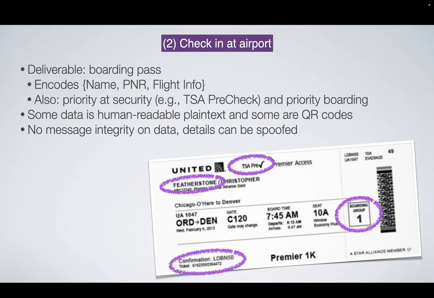You can go to websites and give it the boarding pass and say, I'm flying Air Canada. And the website will say, do you want TSA Pre? You say, yep. What boarding group do you want? I want one. Then you press a button and it creates a PDF with a boarding pass, and you print it out and that's what you take to the airport.